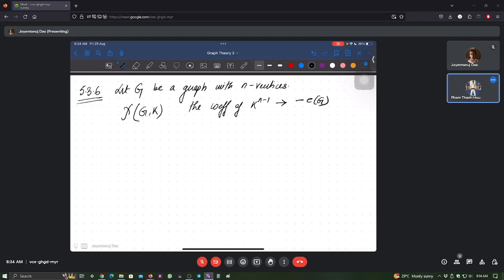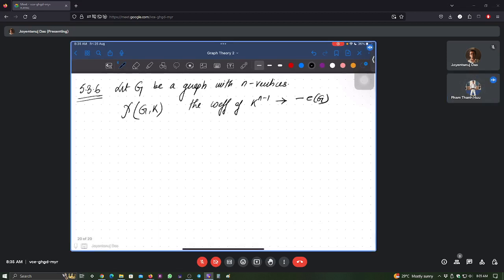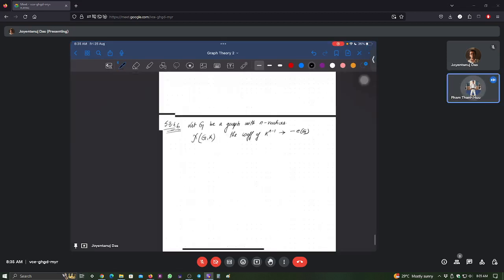Oh, is it not minus one? No, no, it is minus the number of edges, right? The coefficient, the degree is n, right? And the second is negative, not minus one. No, it is negative. Previously we proved this, right?